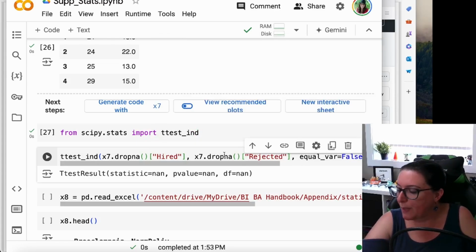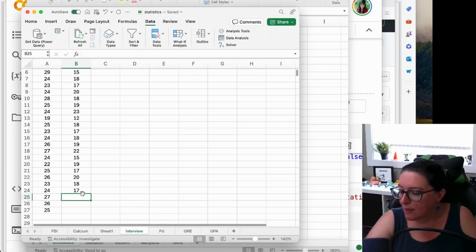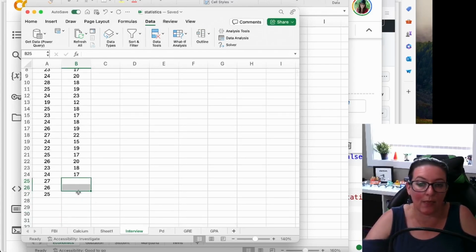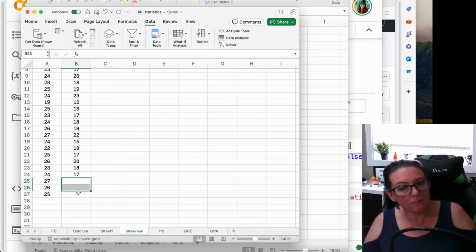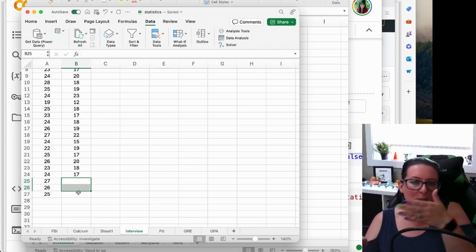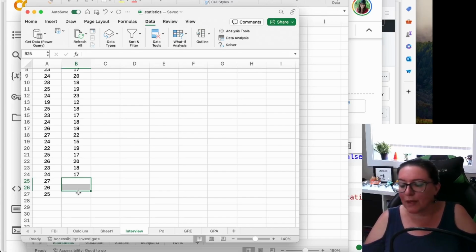Here's my list of the people rejected. And what it had done is, in this rejected list, it had put NaN for these three what it thought were missing values, right? Because by default, it's thinking it's a table or a spreadsheet that has rows and columns and they each mean something. Well, here the rows don't mean anything because we have two independent samples.